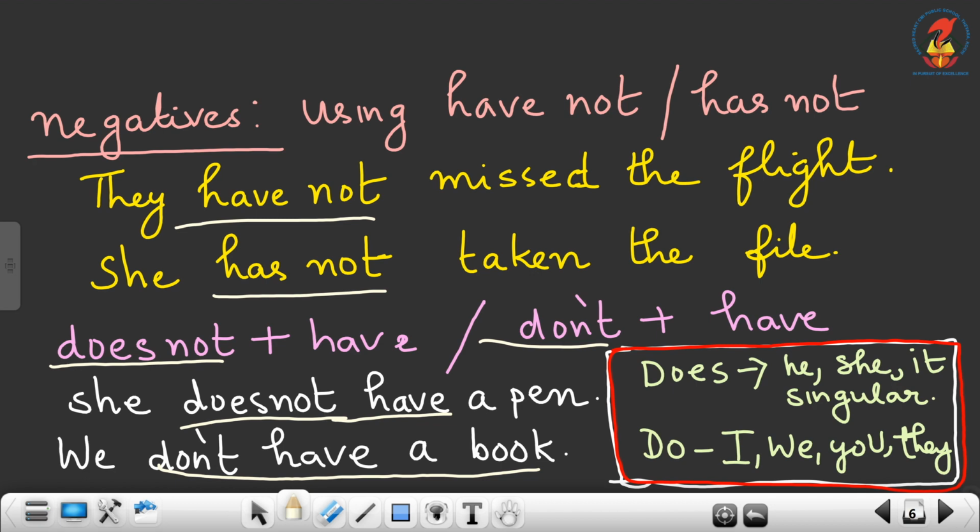Then does and do are also used with have verbs to make it negative. Does not plus have, does not have. Do not plus have, do not have. She does not have a pen, we do not have a book. Like that you can make a sentence negative. Then the uses of do and does, I have put in a box. This is something which you already learned.